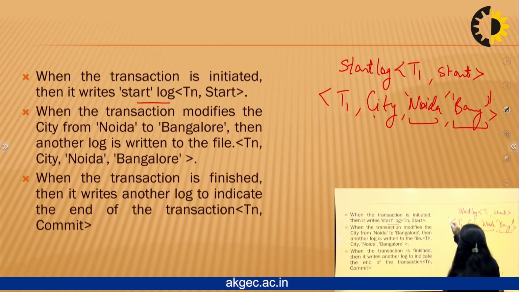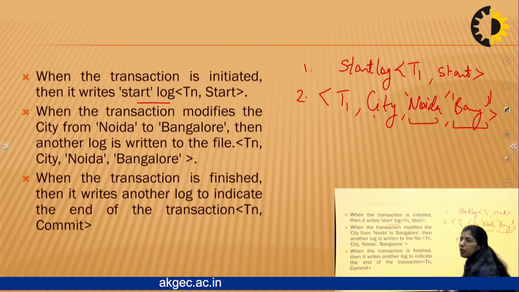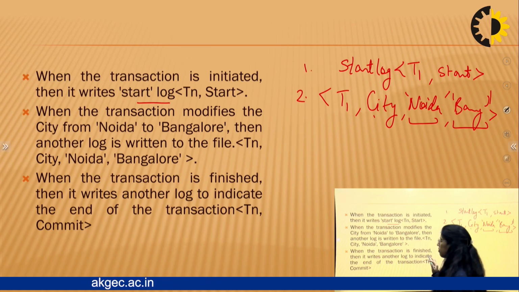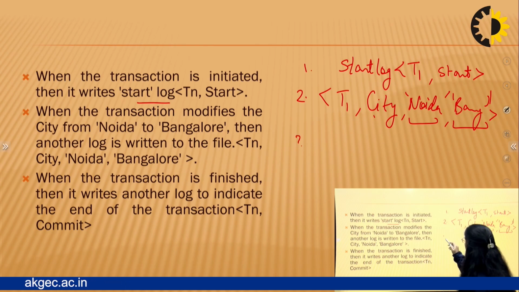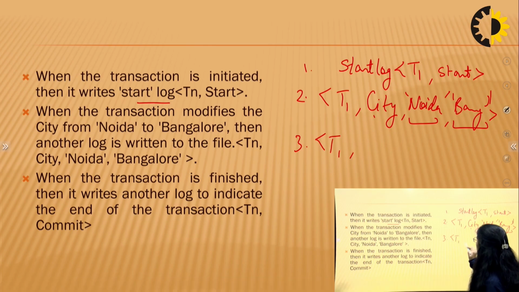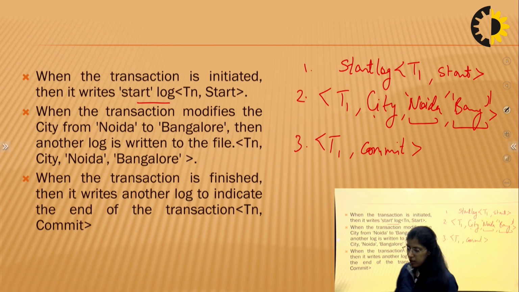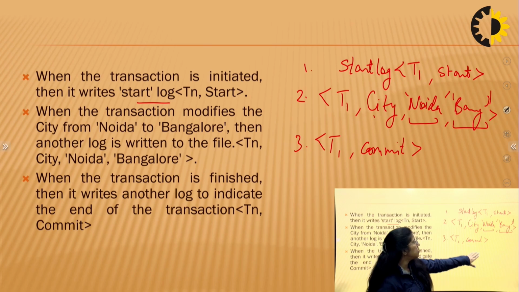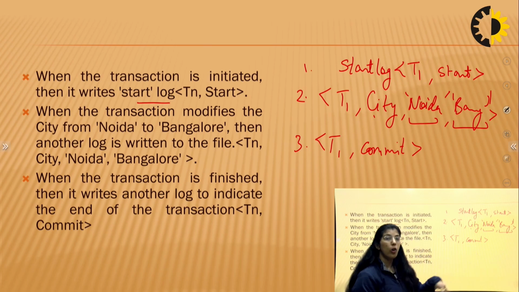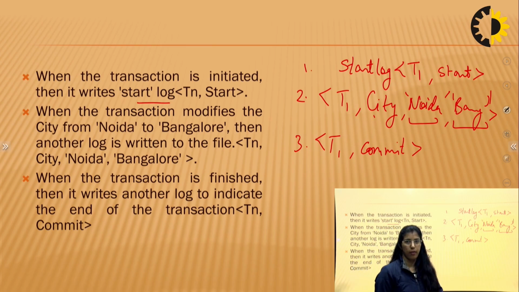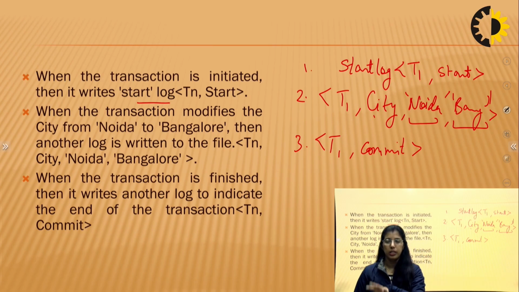So this is how another log is created. At last, when the transaction is finished, it writes another log for the commit. It writes T1 transaction is now committed. So in this particular log, when all of these are done, before the transaction is actually applied on the database, all these must be saved, and after this is saved, the transaction commit operation is performed on the database and the data is successfully updated, right?